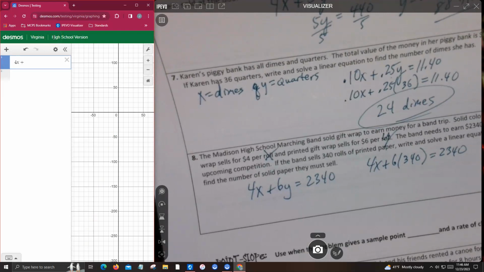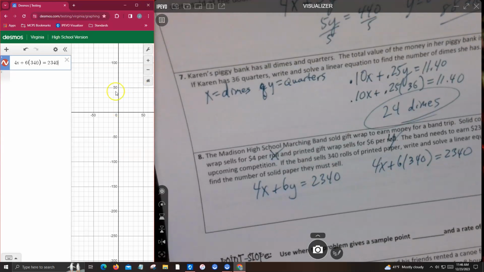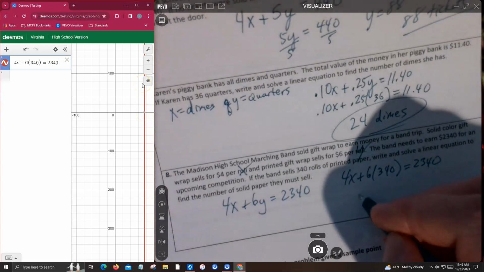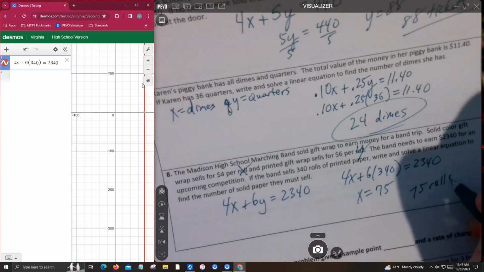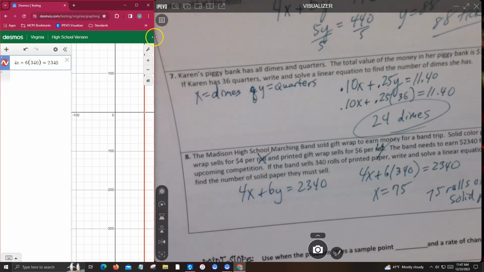Okay, so again, I use my handy dandy Desmos over here. 4x plus 6 parentheses 340. You could use a times symbol if you want. Equals 2340. Again, if you don't see it initially, just zoom out. Oh, there it is. Hover over where the dot hits. Looks like 75. So X is equal to 75. So the answer is 75 rolls of solid paper. There you go. And that's that type using the standard form, which means you're going to have a couple of rates in there, in each problem.